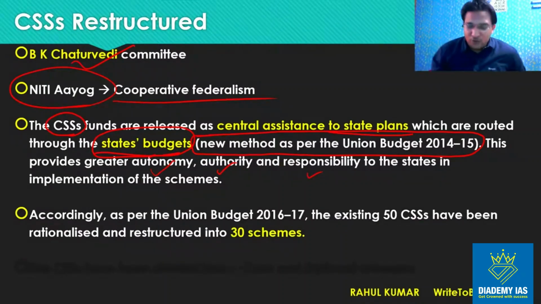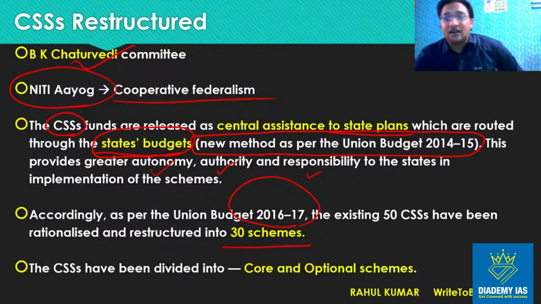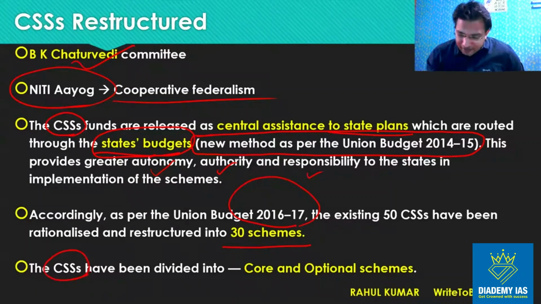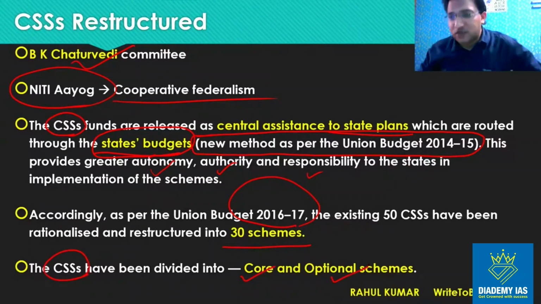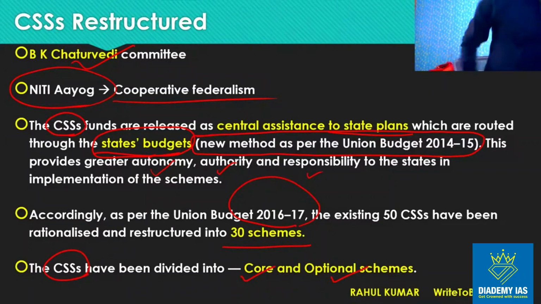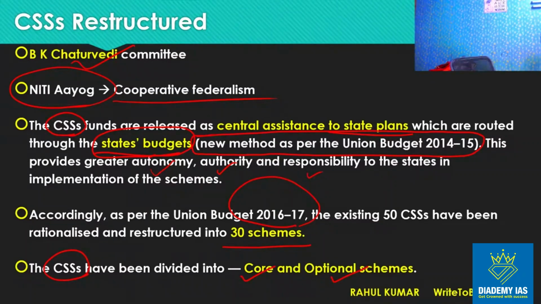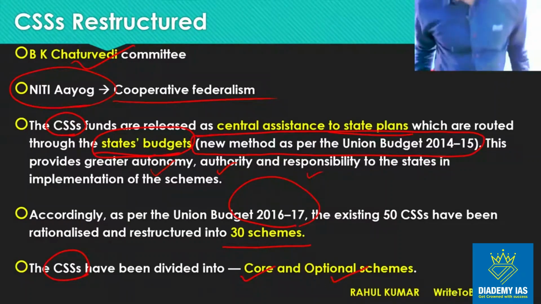Now, as per Union Budget 16-17, the total schemes stand at 30, and these schemes have been divided into two categories: core scheme and optional scheme. So there will be two types of schemes, core scheme and optional scheme, and we have divided the total schemes into these two parts, the core schemes and the optional schemes. Okay.